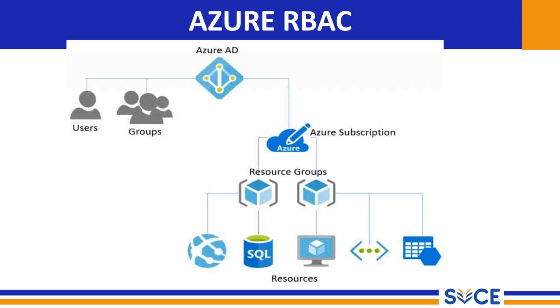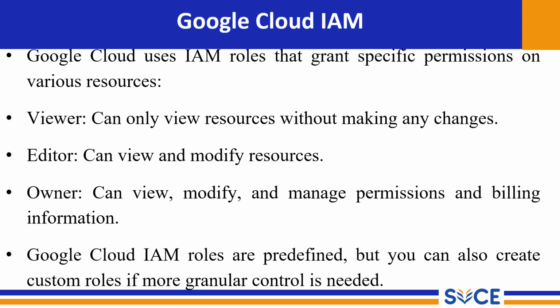Okay. So the next one is Google Cloud IAM. In Google Cloud IAM, you can see it uses IAM roles that grant specific permissions on various resources, like viewer, editor, and owner. A viewer can only view resources without making any changes. An editor can view and modify the resources, and the owner can view, modify, and manage permissions and billing information. Google Cloud IAM roles are predefined, but you can also create custom roles if more granular control is needed.